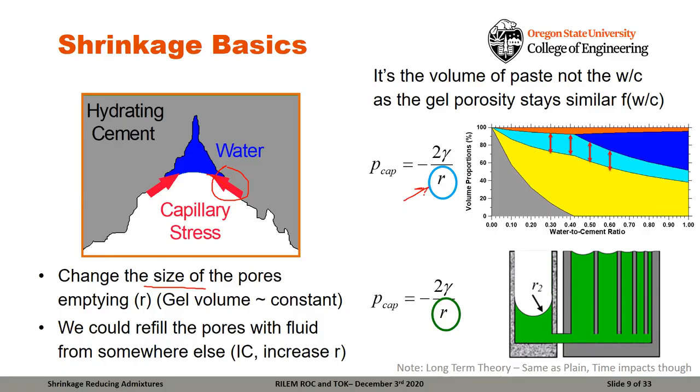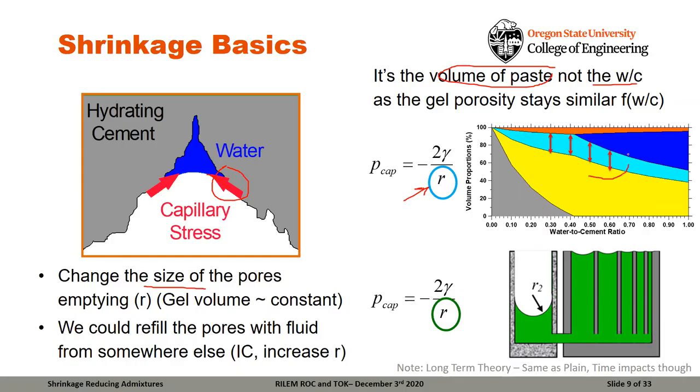So what this means is the great big pores, the capillary pores, really don't make a huge impact on the overall shrinkage. It's the gel porosity that makes a big impact on the shrinkage that takes place in the system. So the really important takeaway here is it's not the water to cement ratio necessarily that controls the shrinkage. It's the volume of the paste and more specifically the volume of the gel pores.